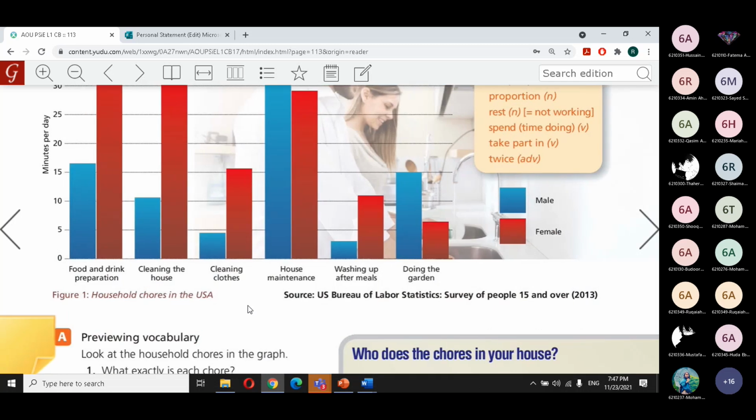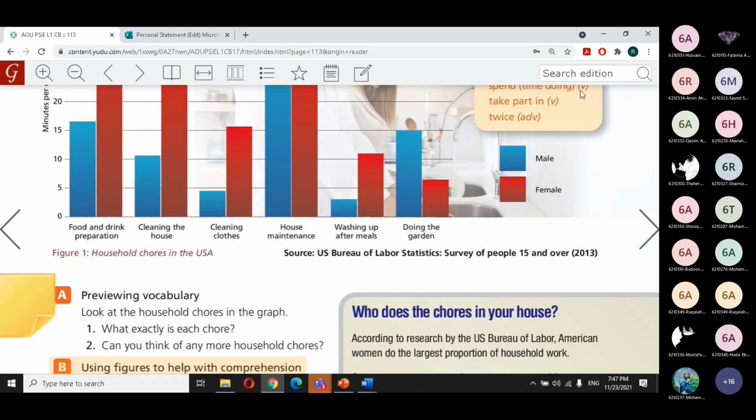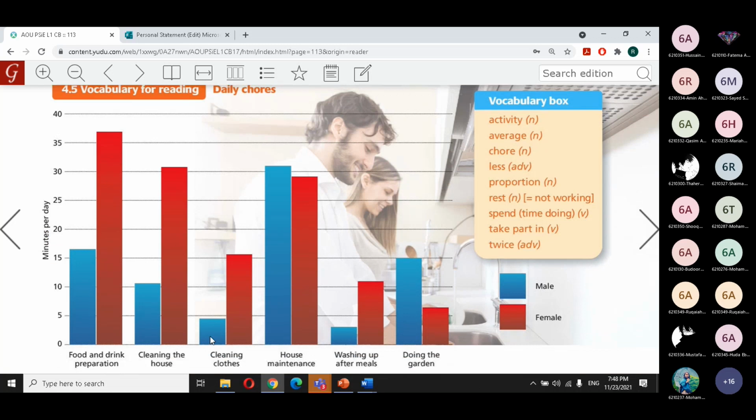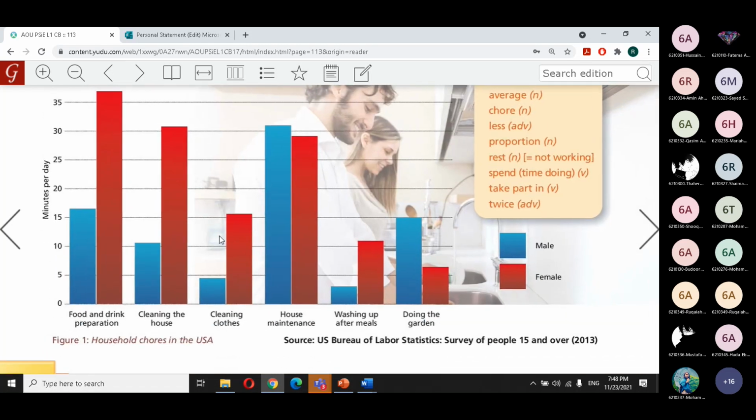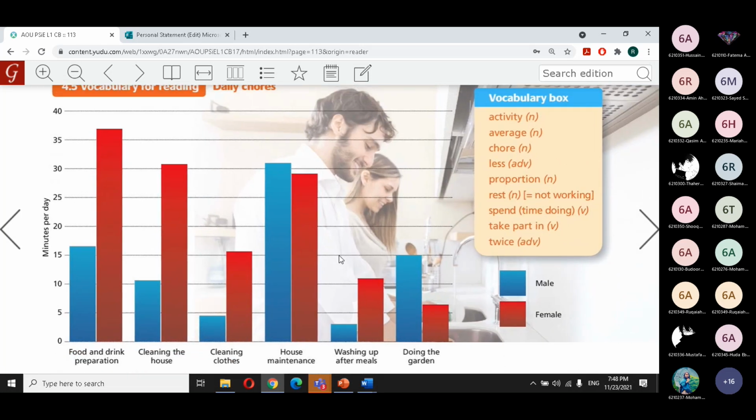Also, I want to know the source. From where? From where this piece of information? It's from US Bureau. Bureau means office. Bureau. مكتب العمل. US Bureau of Labor Statistics. Okay, survey of people 15 and over, 2013. And then you look here at X and Y. X and Y means you look at the information here.